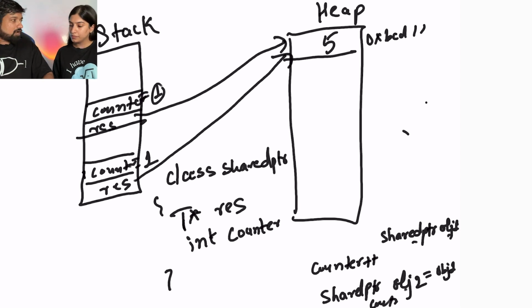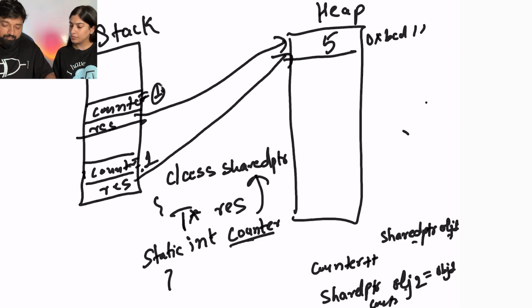So what do you think? How do we manage this? If not a plain counter, how do you think we should implement this? We can use a static because that is not per object, that is for the class. Correct. So if you take it as static, this counter has become particular to the class, right? Yes. So every time you create an object, this counter will increase, if your algorithm is counter plus plus.